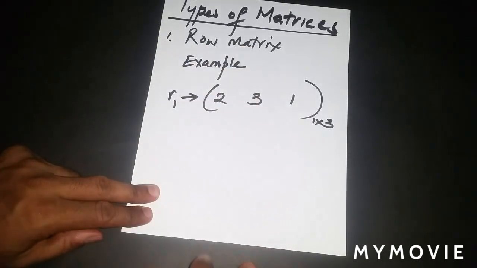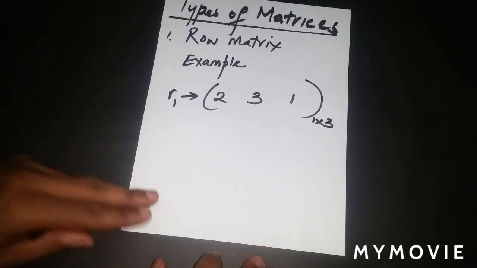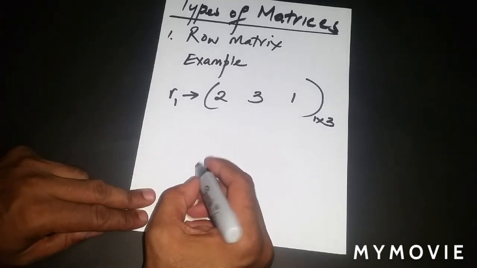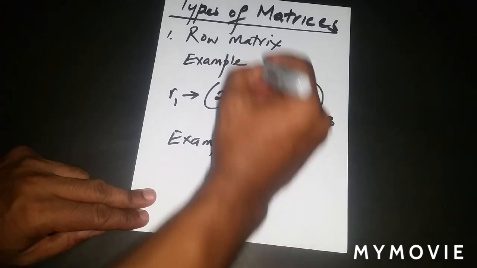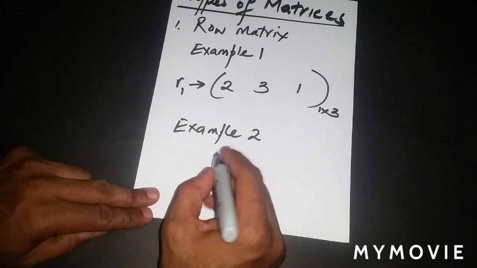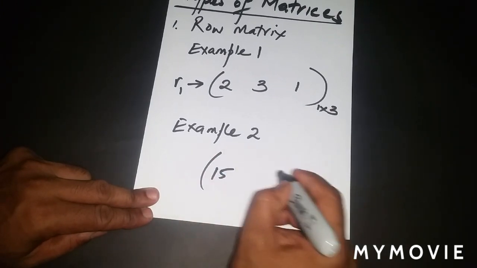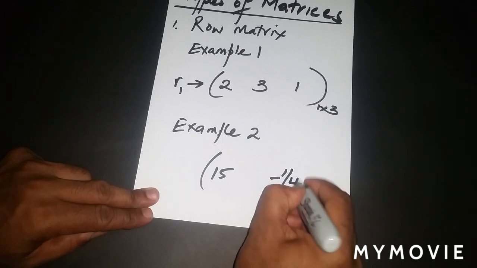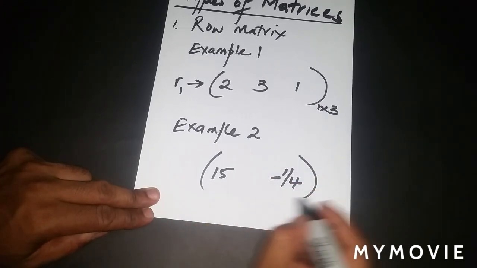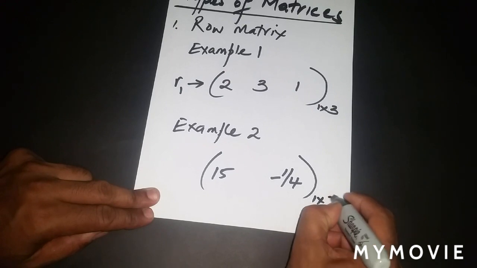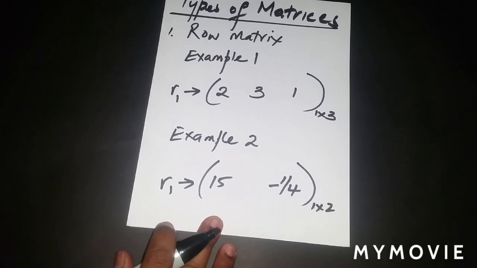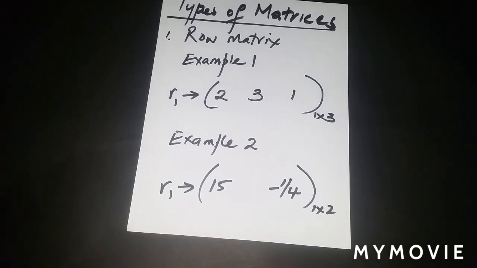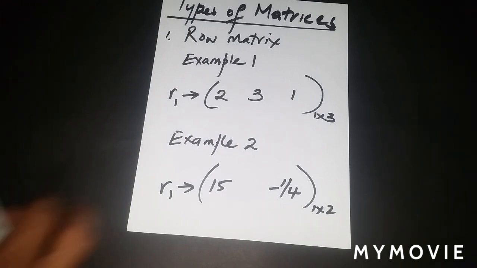So in order for a matrix to be classified as a row matrix, it just simply has to have one row. So let's call this example 1, example 2. So here's another example. Very simple. The order of this matrix is 1 by 2. Again, it has one row, so it's classified as a row matrix. So, in order for a matrix to be classified as a row matrix, it simply needs to have one row. Okay, now let's move on.